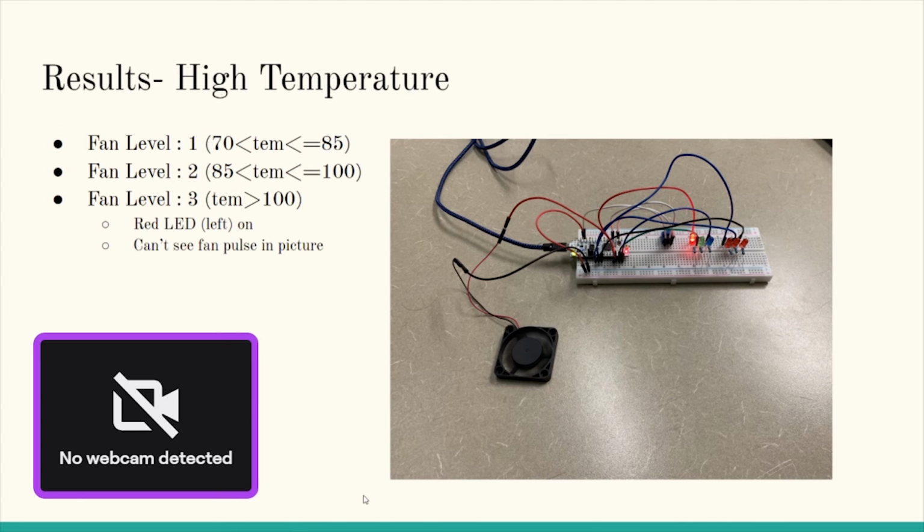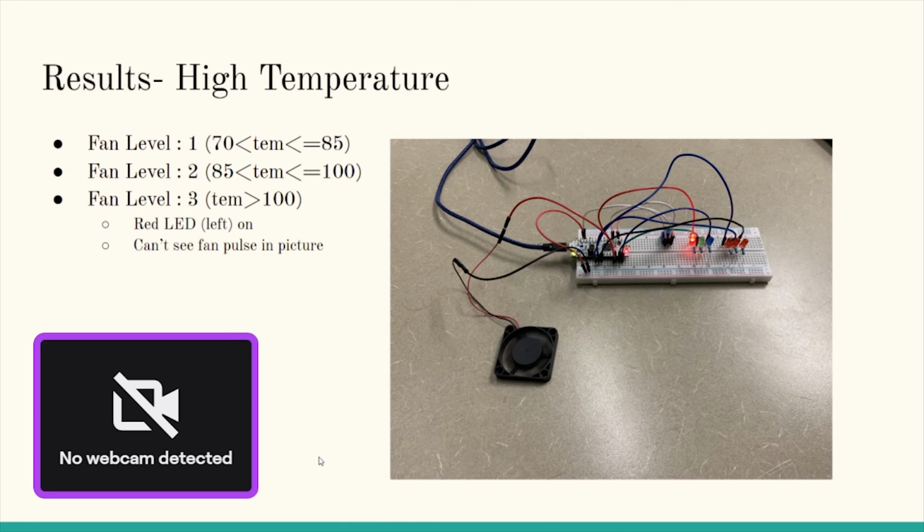So when the temperature is high, we can see the red LED on the left part is lit, and then the heater is off. And from the picture, we can see the fan is turned on. Because of the voltage range, we cannot see the change of the speed for the fan.